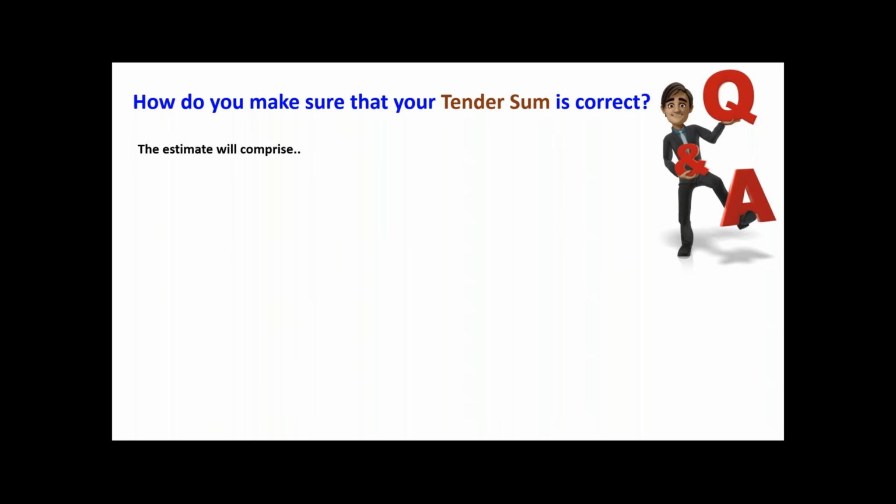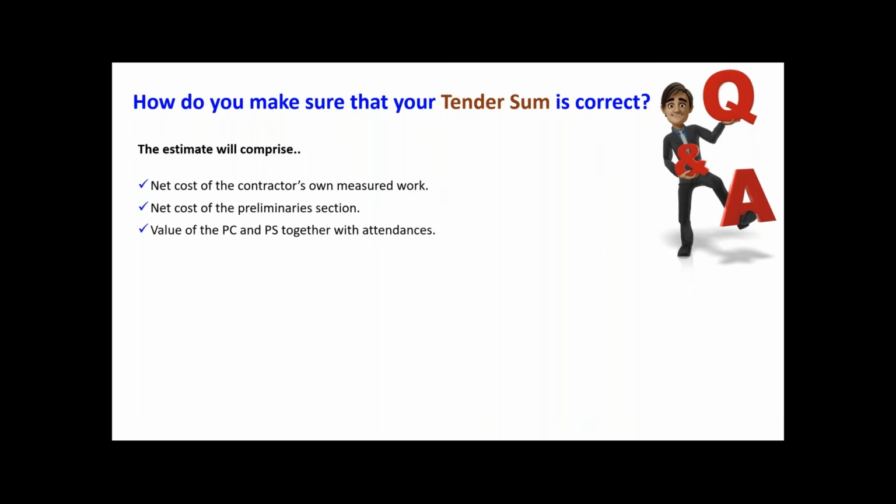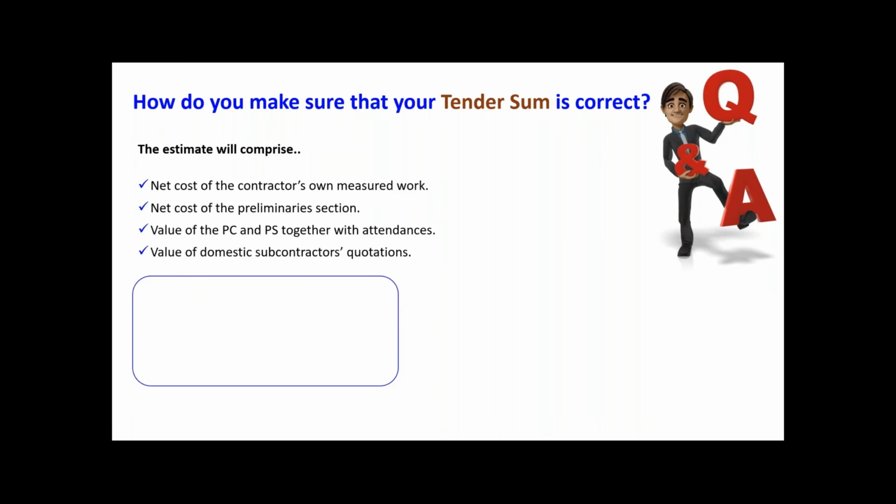Now, when you are doing the tender, you know what the net cost is. You are doing your calculation of the net cost, right? Net is for the measured work, meaning the actual work we are going to do. Then you have the prelim items, so those net costs. Then all the PC and the PS, meaning prime cost and provision sum, all the attendance you have to add, and all the domestic subcontractor value of the work. So you have your tender sum.